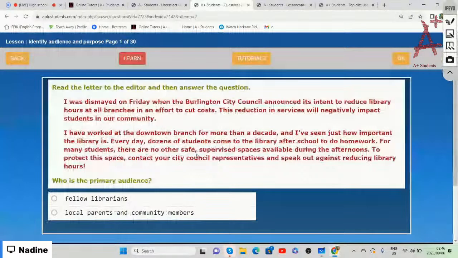All right. So here they're saying read the letter to the editor, and then answer the question. At the end of the day, we need to answer the question: who is the primary audience? Is it fellow librarians or local parents and community members?